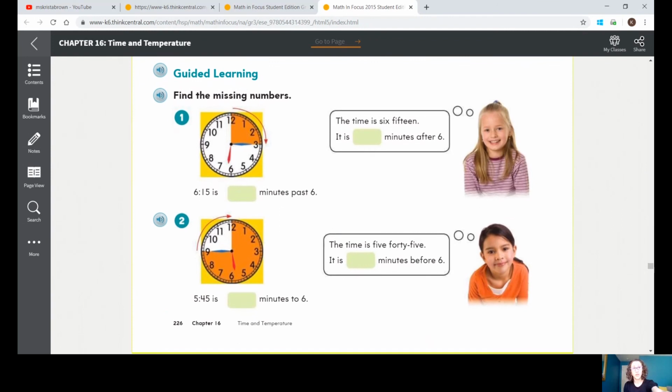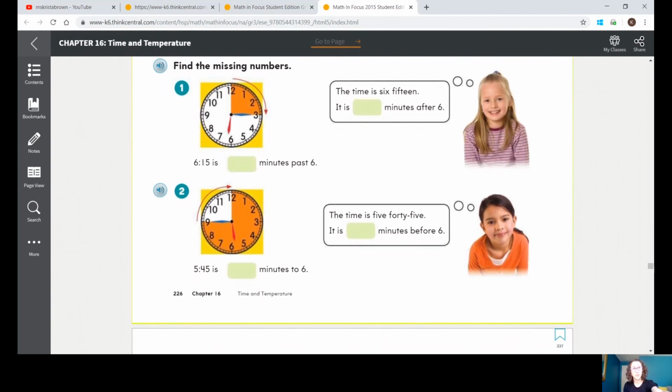Okay, guided learning. You're going to need to make sure you have your math notebook open so you can write, and a pencil, probably an eraser. Number 1, find the missing numbers.